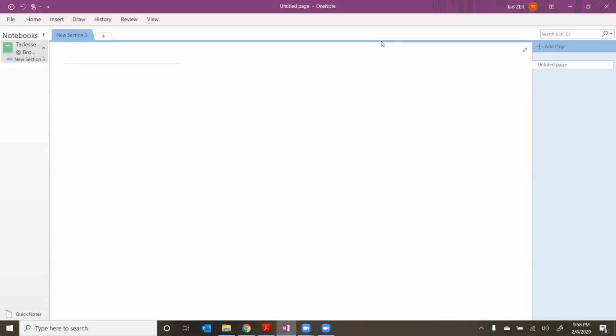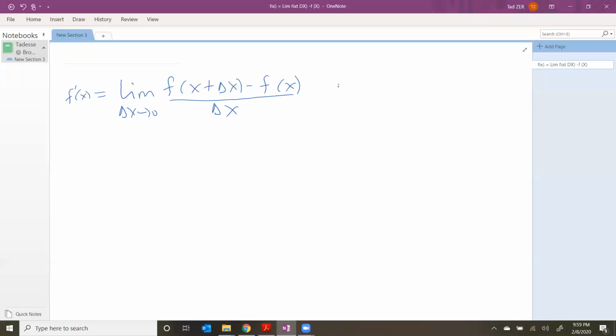So what does derivative mean? Derivative means if you have a function f, and the limit of f of x plus delta x minus f of x over delta x as delta x goes to 0 exists, if this limit of the difference quotient exists, we will denote this limit by f prime at x, and we call it the derivative of f at x.